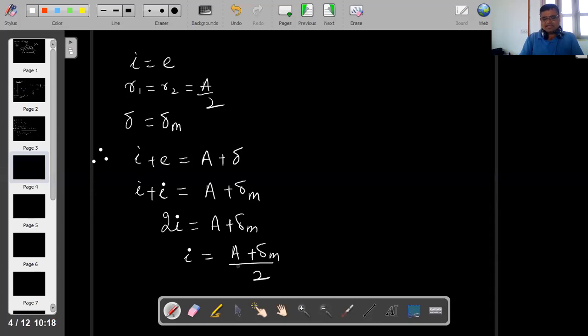Now I is equal to A plus delta M by 2. Understand this? So what is that I? I is equal to A plus delta M by 2. Is it clear? Any doubt up to this?